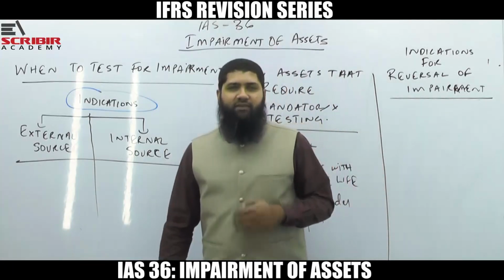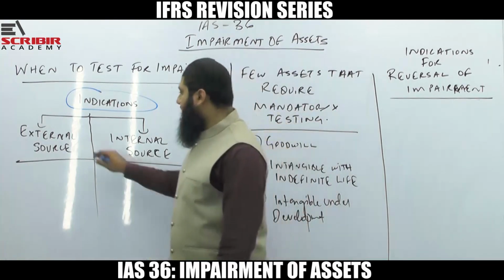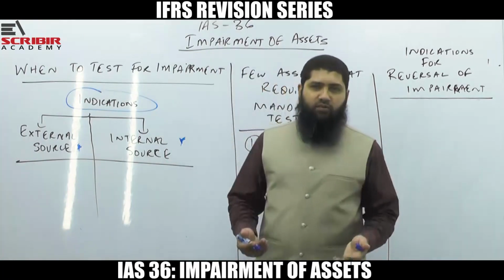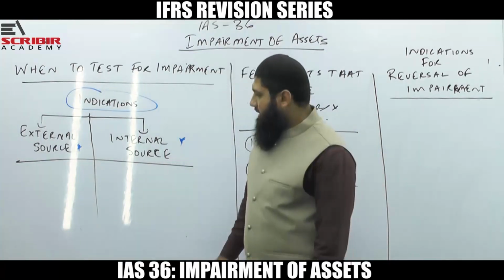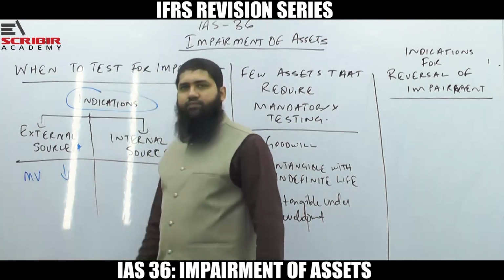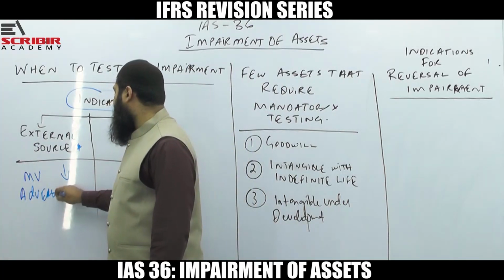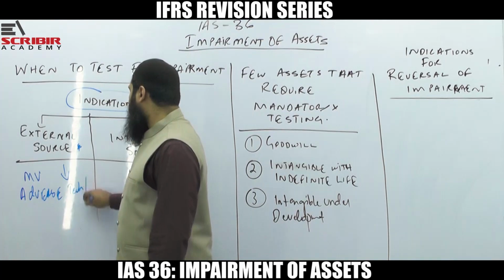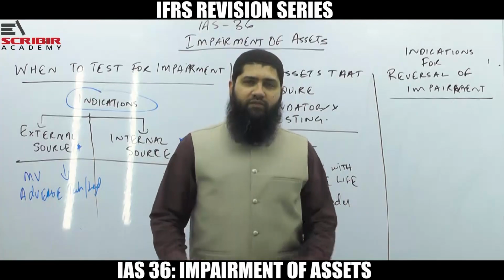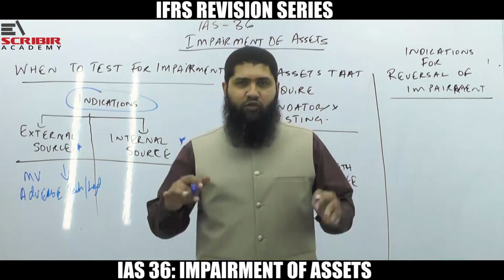We have to test an asset for impairment whenever there are indications for impairment. What exactly do you mean by having an indication for impairment? The indications for impairment could be from an external source or from an internal source. I can give you a few examples of each. The external source of indication is that the market value of the asset has gone down. Another could be that there is an adverse technological, legal, etc. movement in the environment that has taken place. Because of that, your asset's recoverability is going to be in danger.